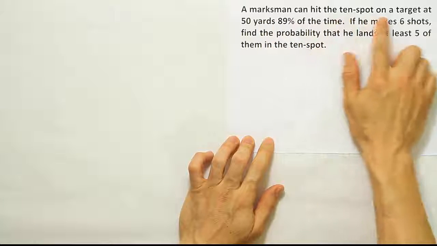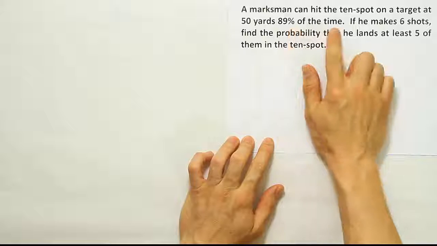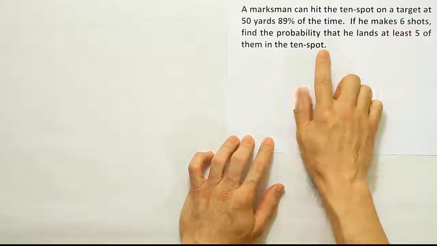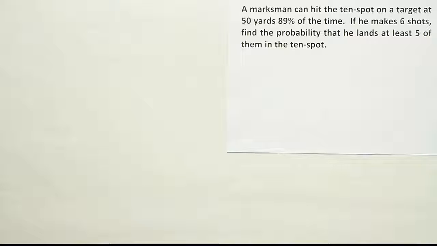A marksman can hit the 10 spot on a target at 50 yards 89% of the time. If he makes 6 shots, find the probability that he lands at least 5 of them in the 10 spot. Okay, so when I read this problem, I think it's binomial probability.